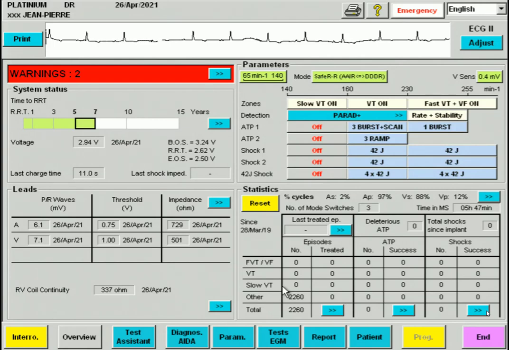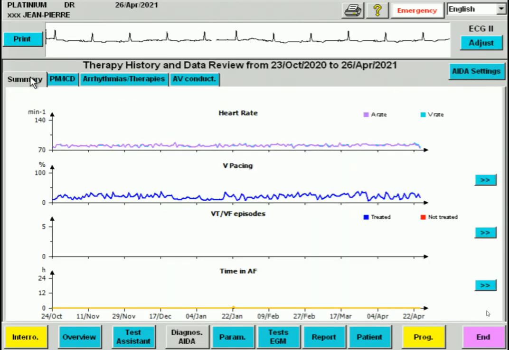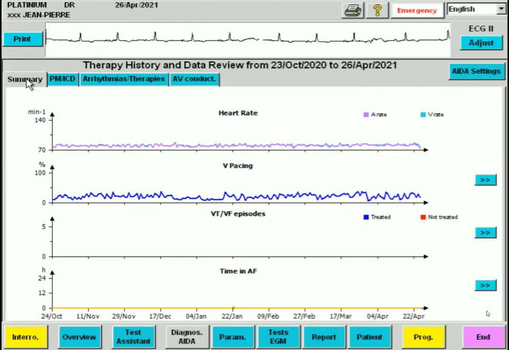Now, after we analyzed the overview screen, we can now proceed to the diagnostics AIDA screen. The most logical order would be to work from the summary screen through the other tabs shown here. Here we see summarized data from the last 6 months, the heart rate, the ventricular pacing burden, which is low.